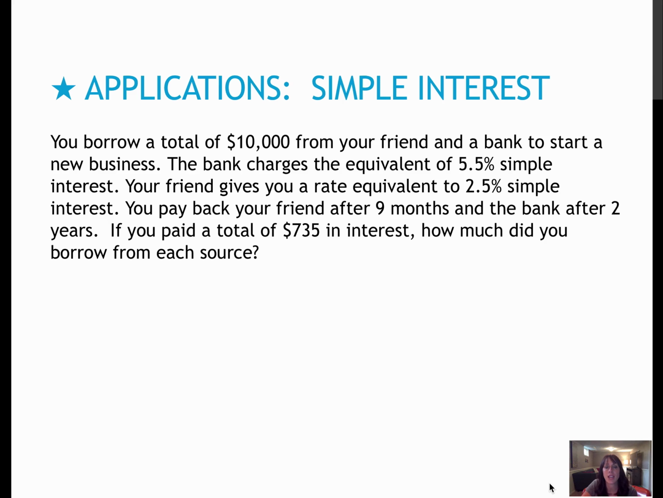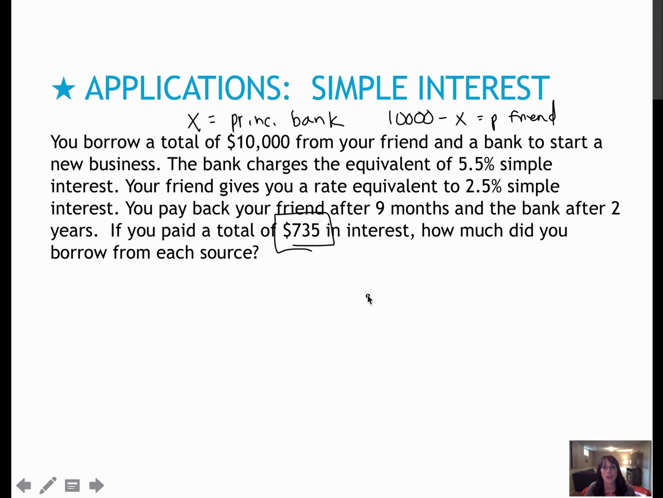This is a simple interest application for you to try on your own. So press pause, do this question, then press play to check your work. This one is very similar to the last question that we did. Again, I'm going to, in this case, set X equal to the principal from the bank, which would make 10,000 minus X the principal from the friend. Just as we did in the last one, I'm going to take the interest from each source, and total, that gives me 735.